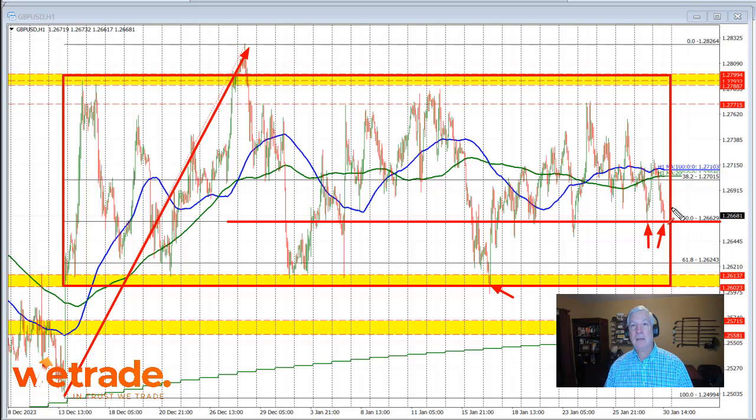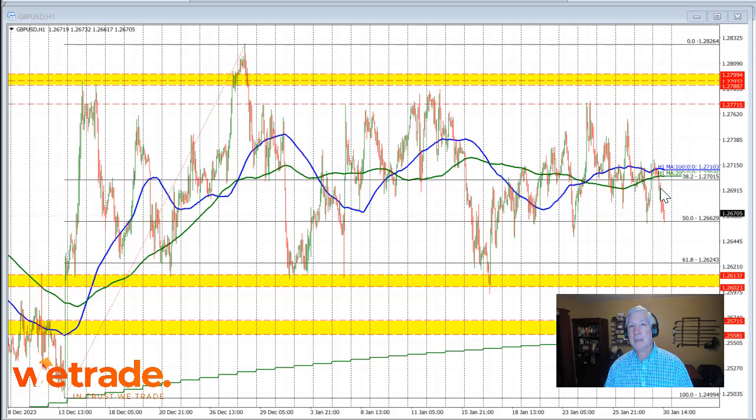If it's able to hold that level, then look for a rotation back to the upside. The buyers had their shot, admittedly, both here and here in trading yesterday and again today. But each time the price moved above the 100 and 200 hour moving average, what did we do? We failed. So they missed, and that has helped to push the price back to the downside, push the price back to the 50% retracement. We'll see what happens at that level in trading here today.